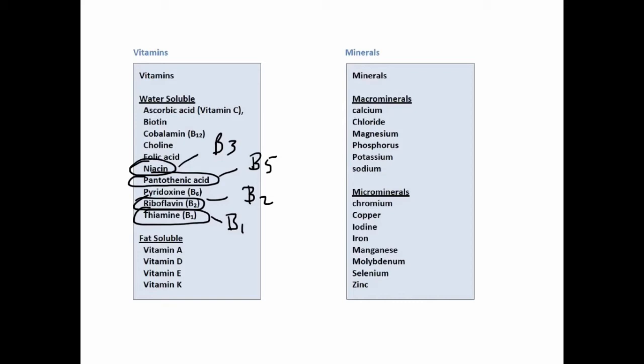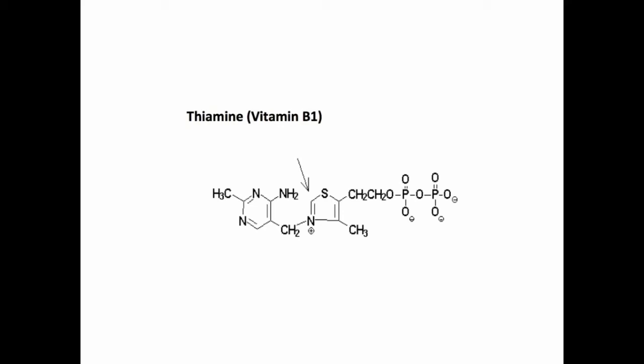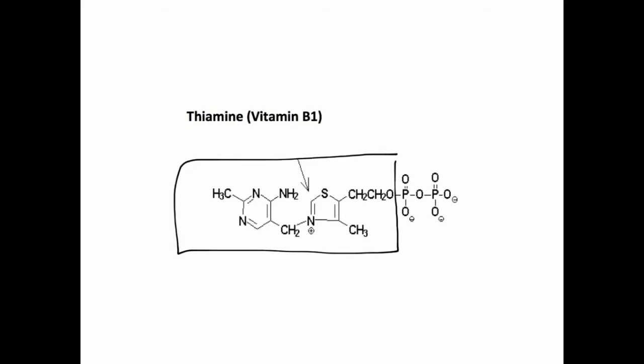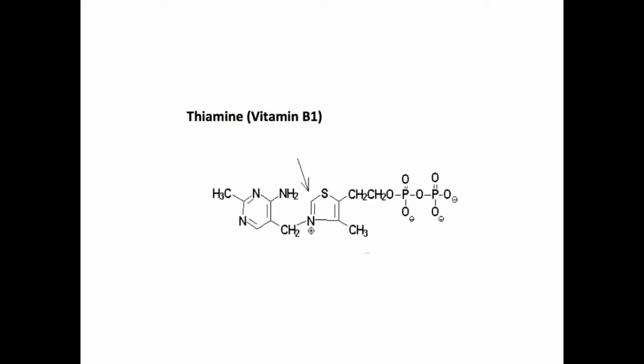Thiamine, or vitamin B1, is required in the diet in order to make the coenzyme thiamine pyrophosphate. This part of the molecule, shown here, is thiamine, and phosphates are added to make thiamine pyrophosphate. The function of thiamine pyrophosphate is in the transfer of carbon groups. The carbon shown here in the thiazole ring can react with carbon groups to form a covalent bond, and so this coenzyme functions to transfer these carbon groups from one molecule to another. We'll look more specifically at this later and look at a specific reaction example.